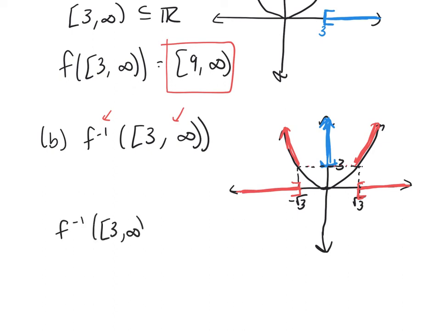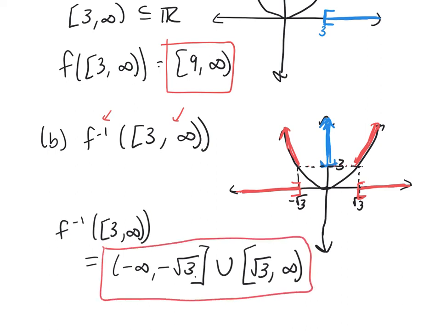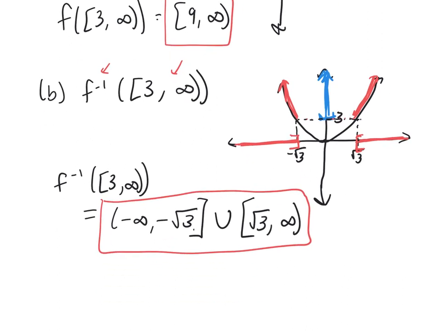And so f inverse of 3 to infinity would be negative infinity to negative square root of 3 union square root of 3 to infinity. And these should have been brackets here. So there's my inverse image. Those are my x values that give me y values that are in this region right here, or that interval there.